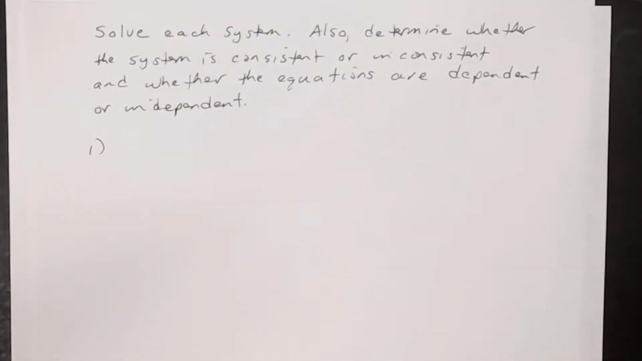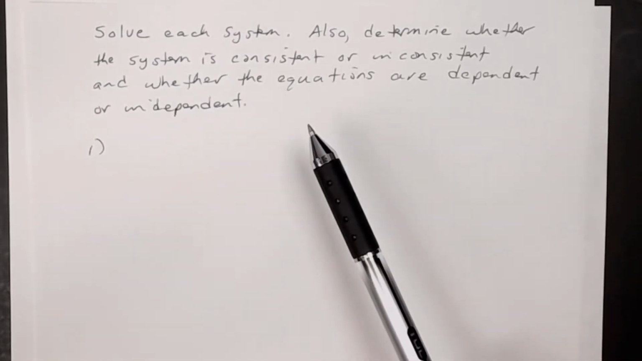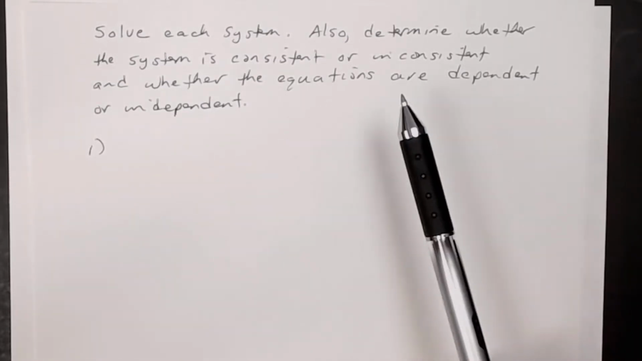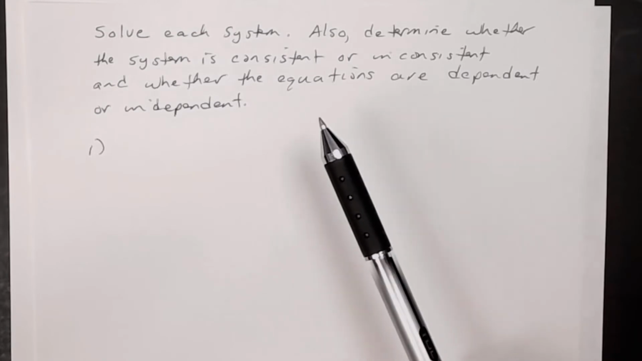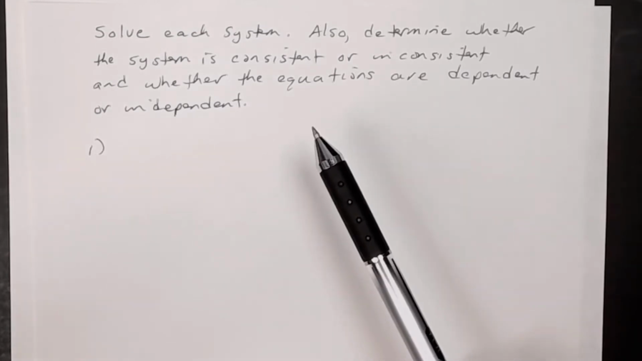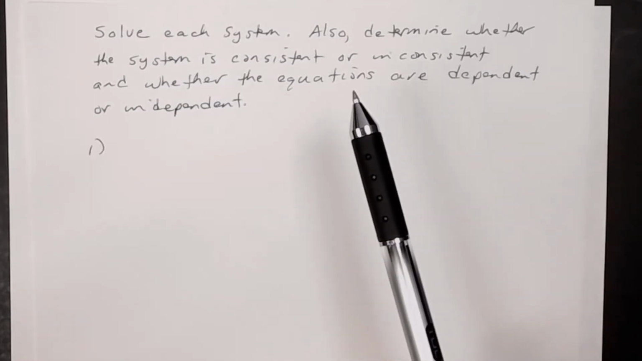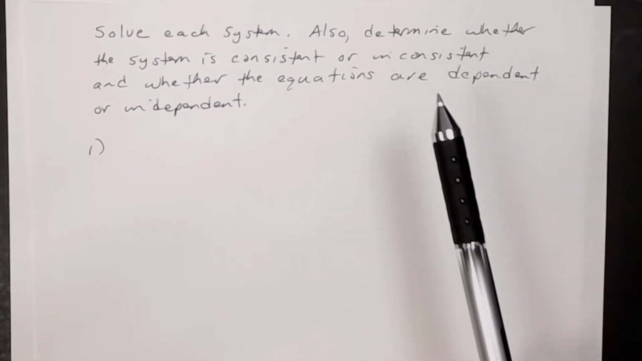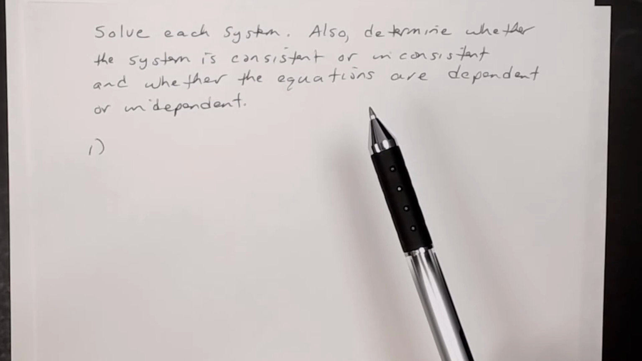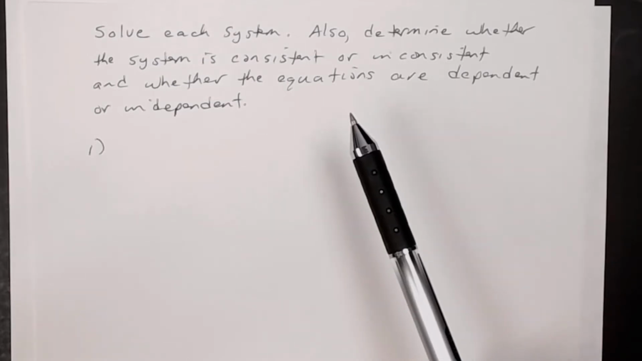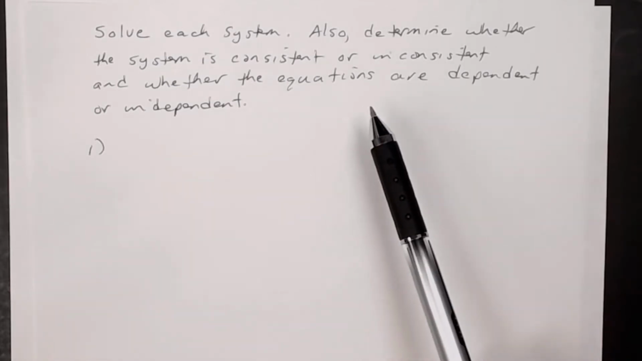Okay, so in this lesson we're going to learn how to solve systems of linear equations. This is kind of a review of previous lessons. In addition, though, we want to determine whether the system is consistent or inconsistent and whether the equations are dependent or independent. The information on determining that was in a previous lesson.